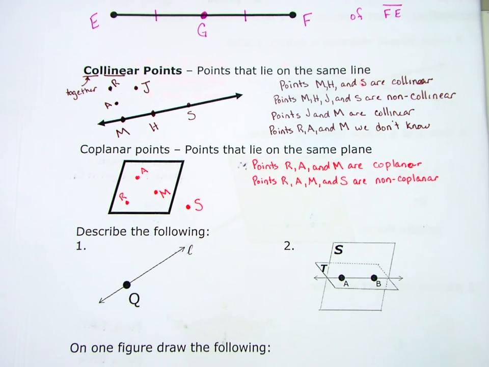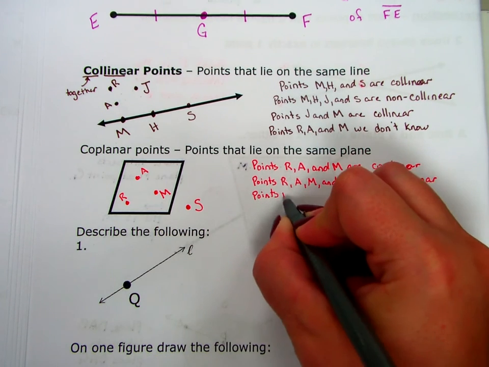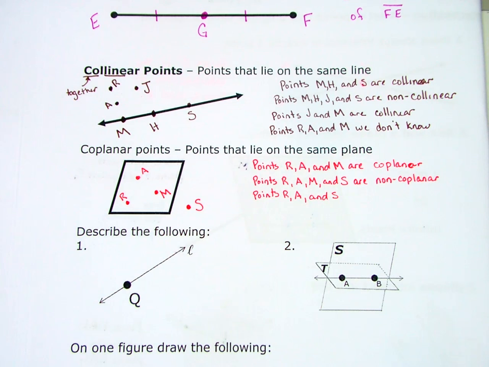All right, so the next one I'm going to ask you is points R, A, and S. So R maybe is there, right? On the ceiling where they intersect maybe. And A is over there. M is over there, right? So R, A, M. And then S is off the plane, so maybe S is in the floor. So R, A, and S.